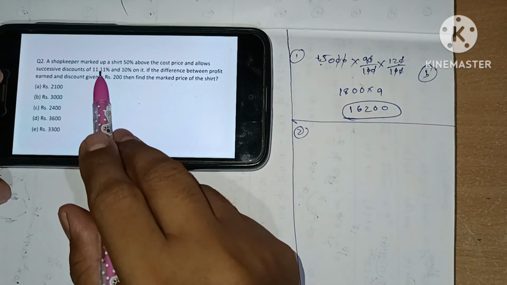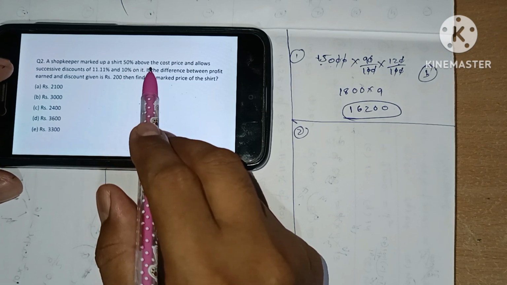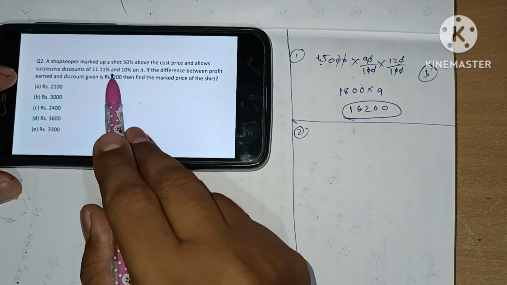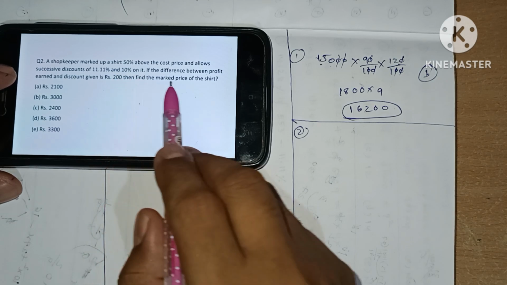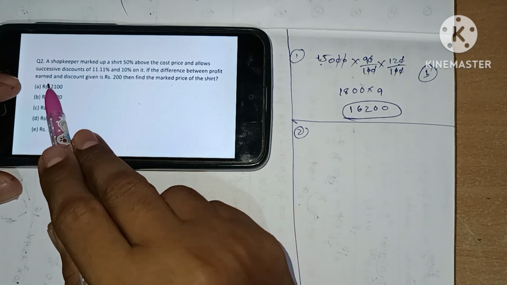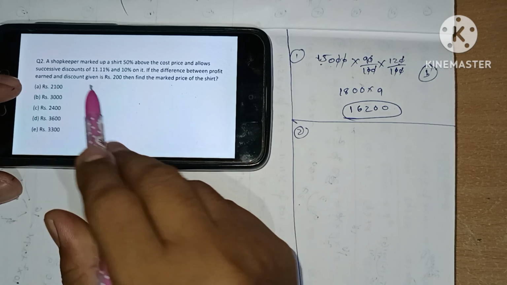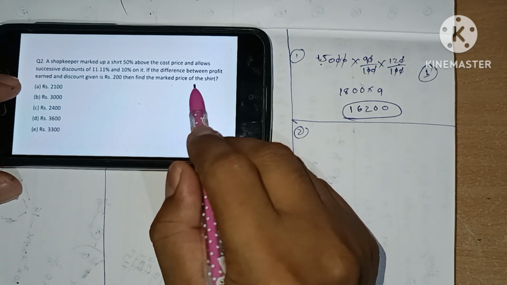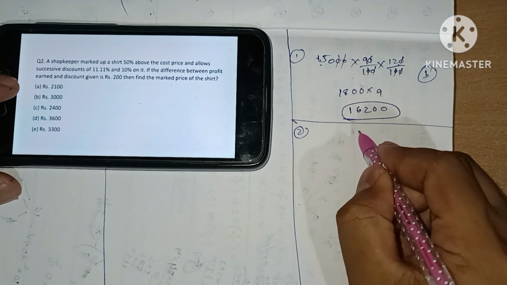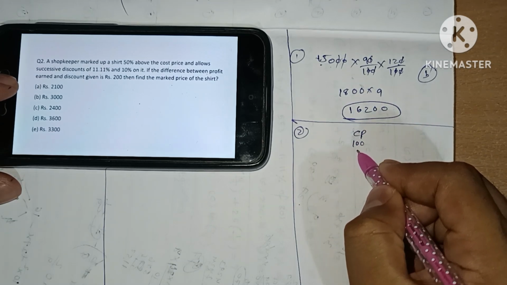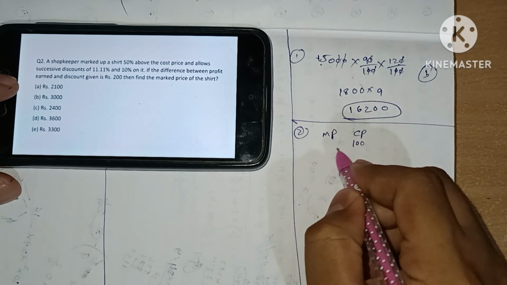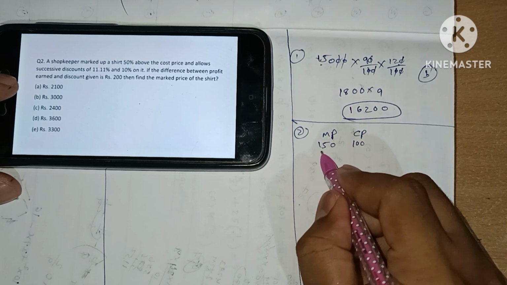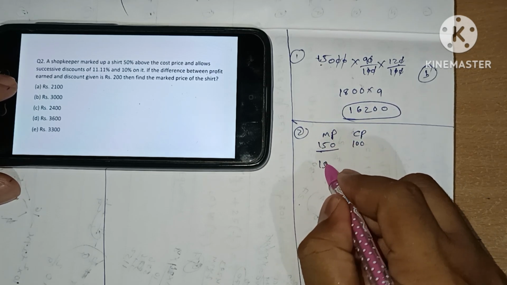A shopkeeper marked up a shirt 50% above the cost price and allows successive discounts of 11.11% and 10% on it. If the difference between profit earned and discount given is 200, then find the marked price of the t-shirt. So let's take CP as 100. Marked 50% above means 150, and he gave two successive discounts on this MP, which is 150.